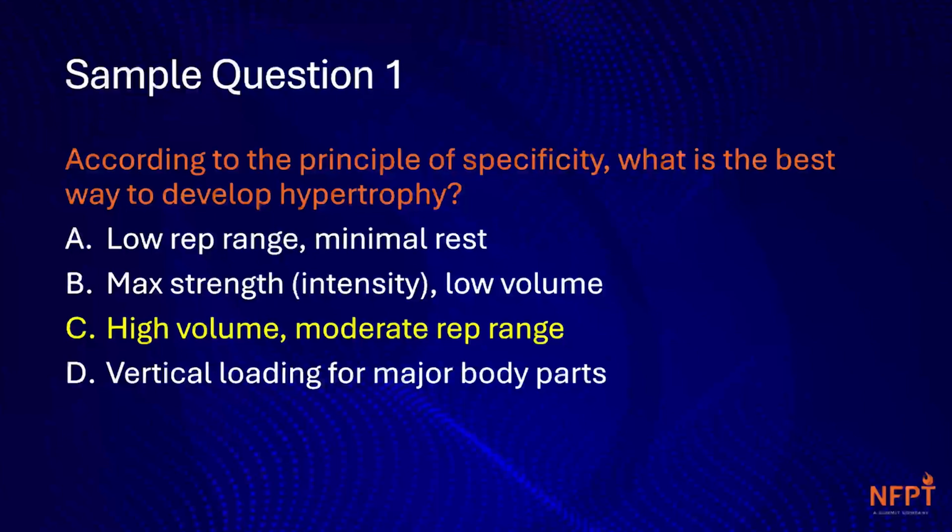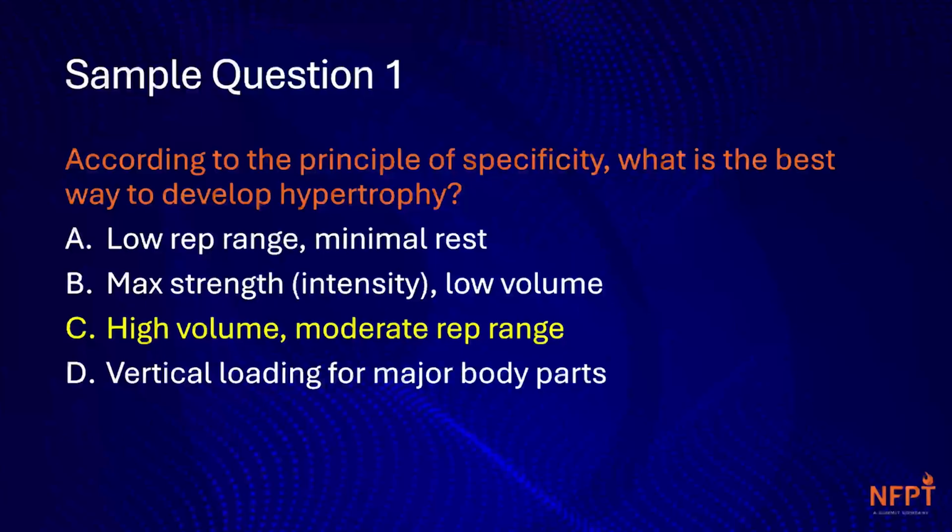So, answer option B is maximum strength with low volume. Now, this is similar to answer option A. Maximum strength is achieved through 1 to 4 repetition ranges. You are pushing as much weight, as much intensity as you possibly can. And then it's paired up with low volume. So we know that hypertrophy training isn't on that low end of the spectrum for repetition ranges. So that's not the correct answer either.